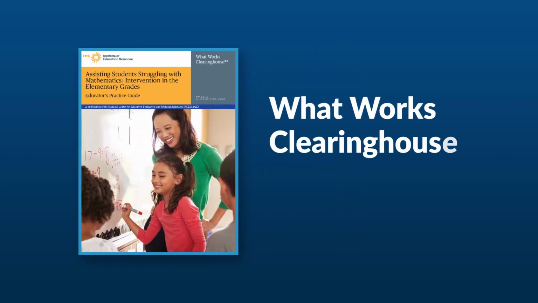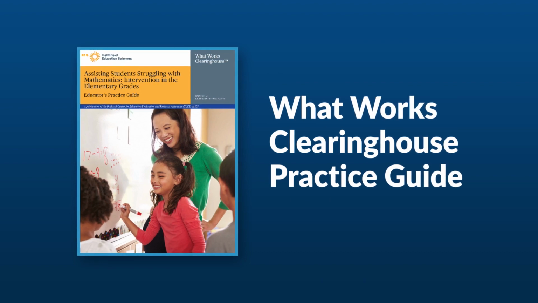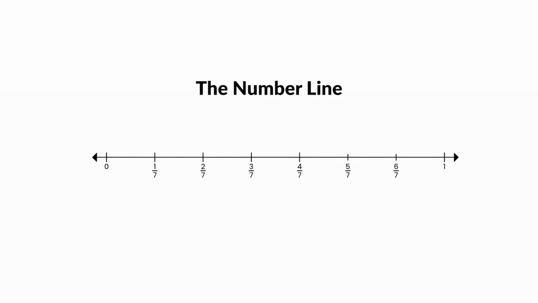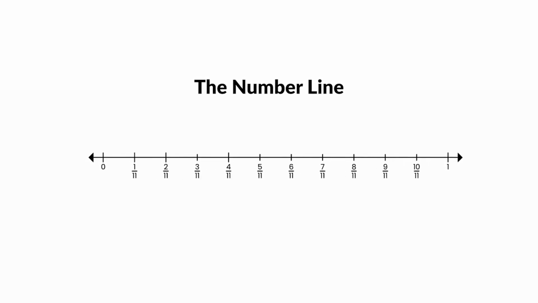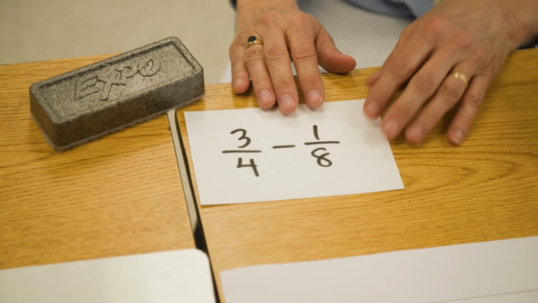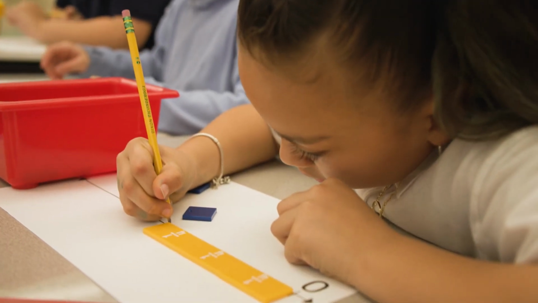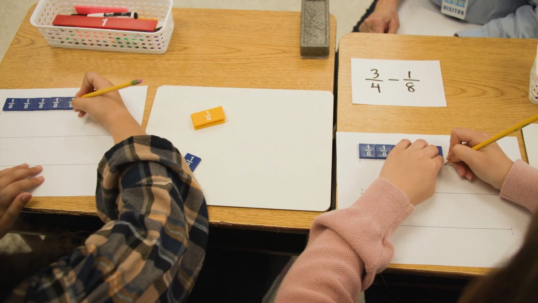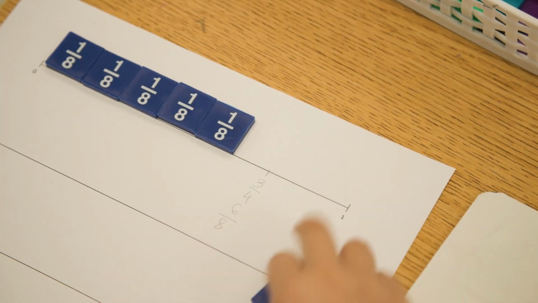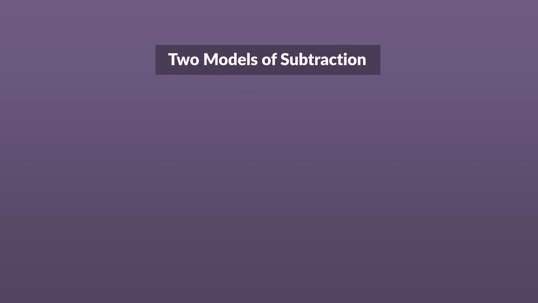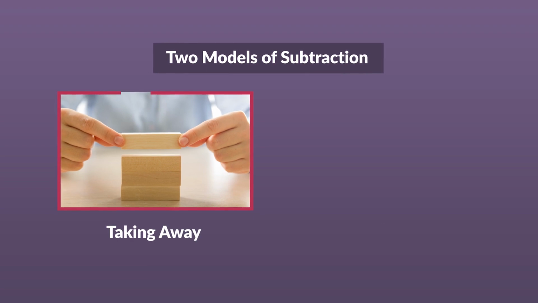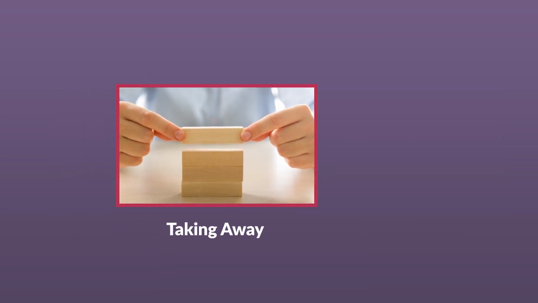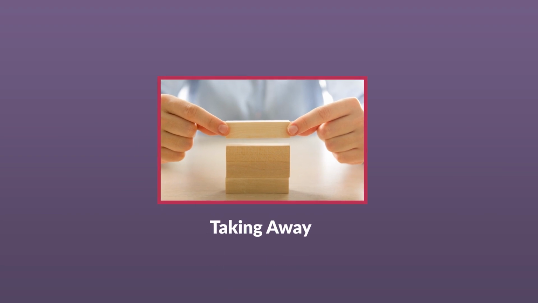The What Works Clearinghouse Practice Guide on assisting students struggling with mathematics strongly recommends the use of number lines for math intervention. The number line is an especially powerful tool for building students' understanding of subtraction with fractions, a topic that is often challenging. The flexibility of the number line allows us to represent two models of subtraction: taking away and comparison. First, let's think about a context for subtraction as taking away.